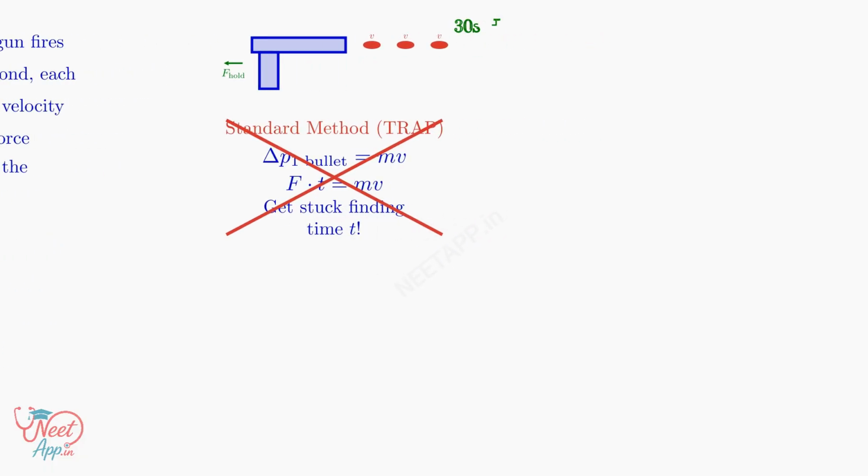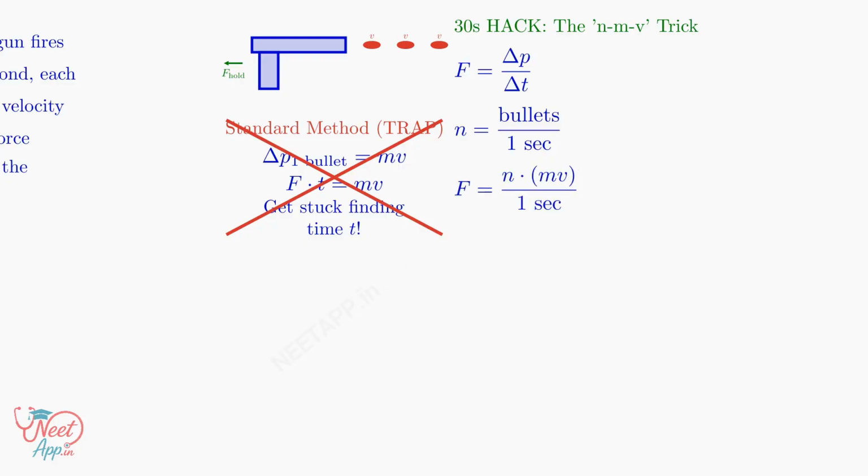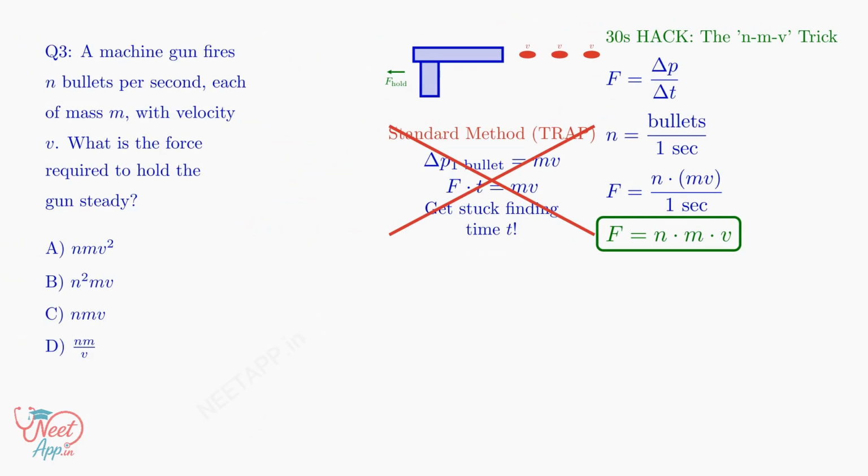Here is the 30-second NMV hack. Since force is the rate of change of momentum and n is already defined as bullets per second, the holding force is instantly equal to n times m times v. No complex calculus or time conversions needed. Option C is the correct answer. Just multiply the three variables together and save your time.